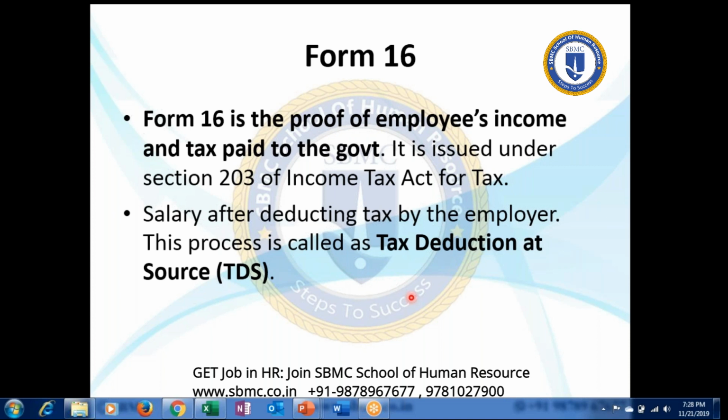So, Form number 16 is issued by the employer. So, can this form be asked from the employee? No, the employee asks from the employer. It is issued by the employer. Can the employee ask for this form? Yes, the employee can ask for Form number 16 from the employer.